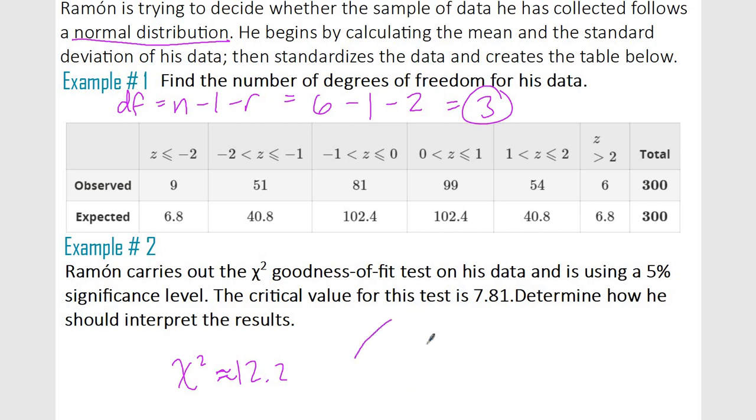Now, think about what that means. Your distribution looks something like this. Out here at 7.81, that's a 5% level of significance. We're past that; we're down here at 12.2. So if it was significant at 7.81, it's definitely significant at 12.2. So Ramon should reject the assumption that the distribution is normal, because the odds of getting those observed results are very unlikely. That's what that means.